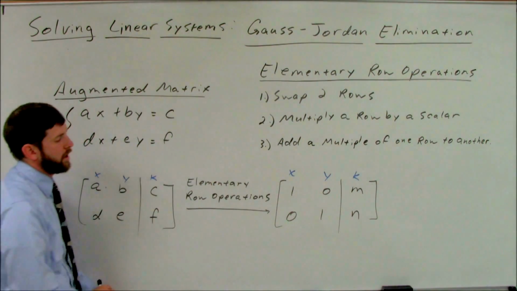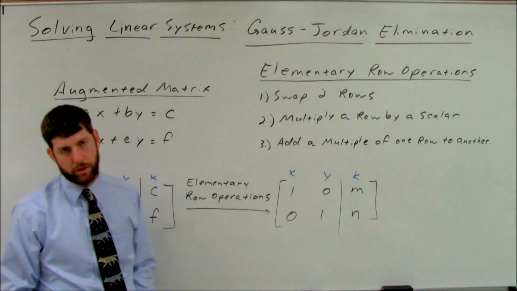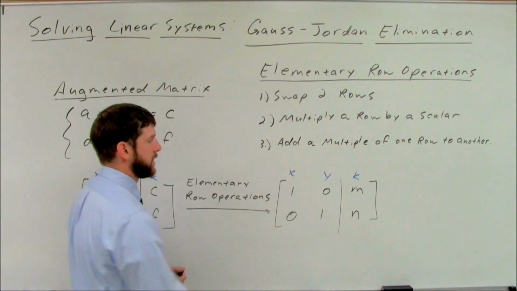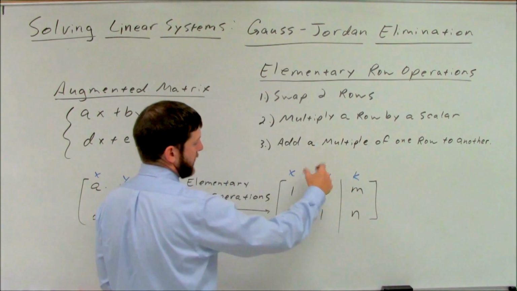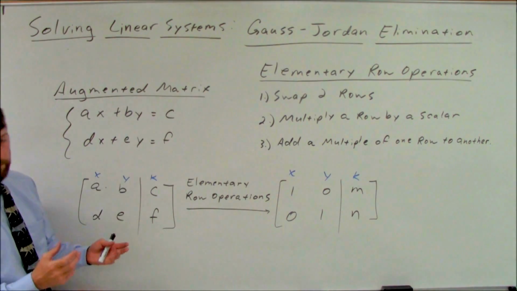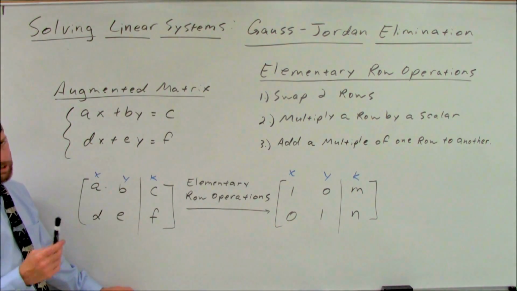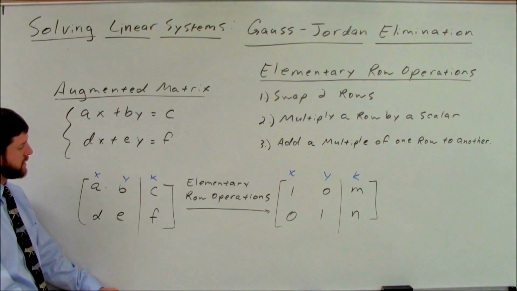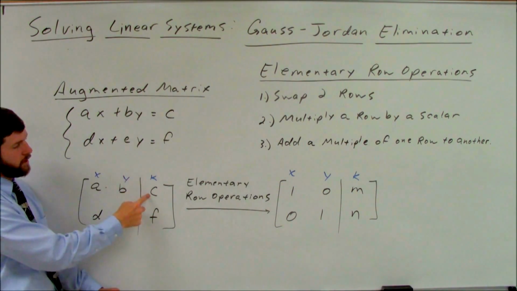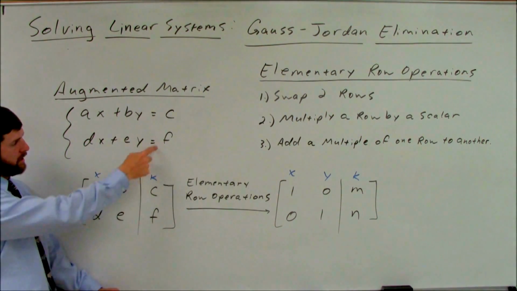We're going to perform what we call elementary row operations on it until we get this. This should look very familiar. This is our identity matrix on the left side where the coefficient matrix was, and then some new values, could be the same values, I don't know, on the right side where our constants were. And it's very important how we read this, because this says AX plus BY equals C, DX plus EY equals F.